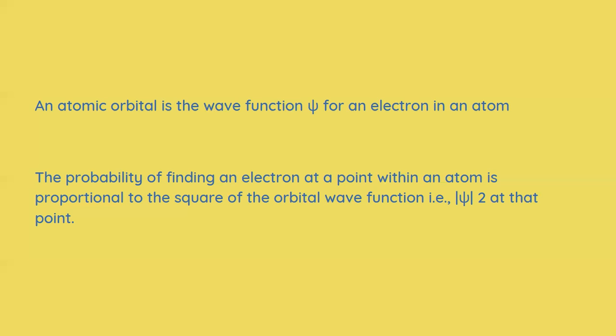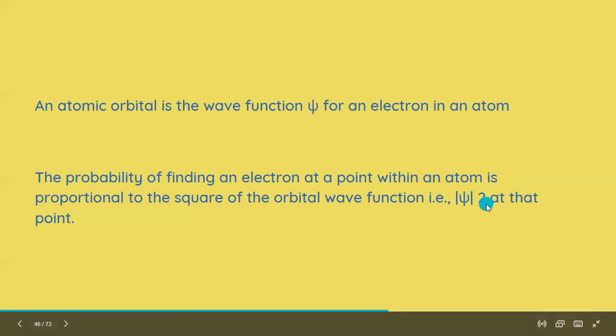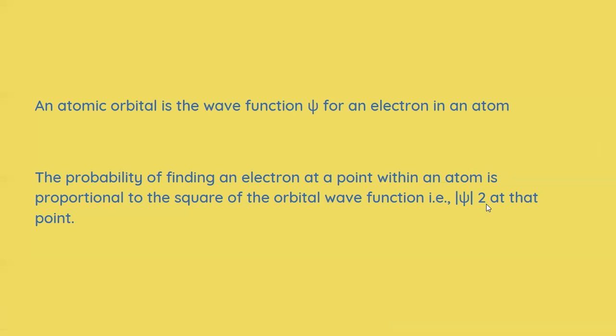Last point: the probability of finding an electron at a point within an atom is proportional to the square of the orbital wave function. This is psi square at that point. From the value of psi square, we can calculate where the probability of finding the electron is maximum.